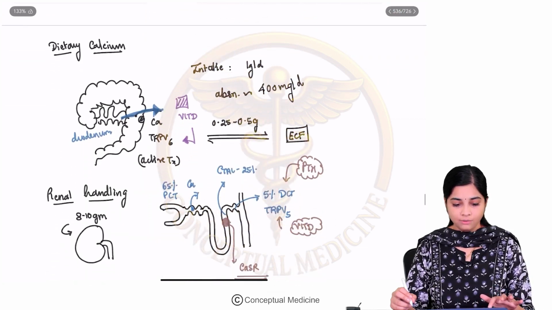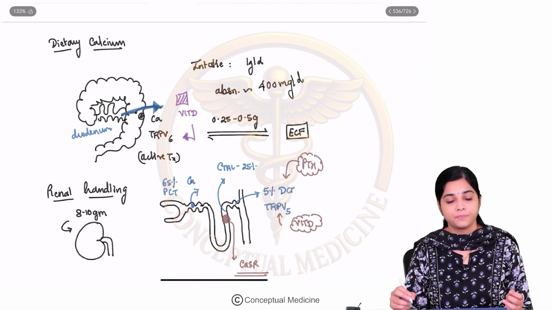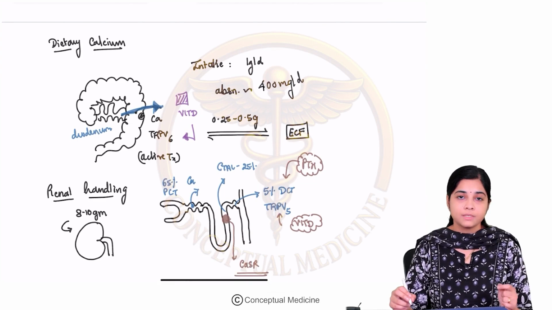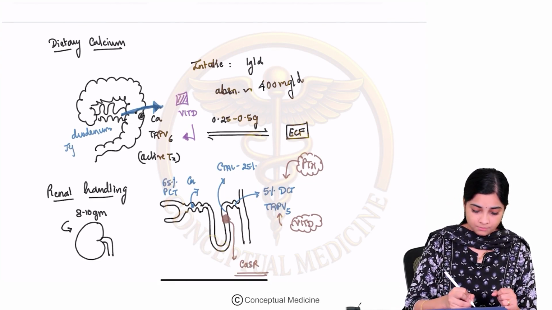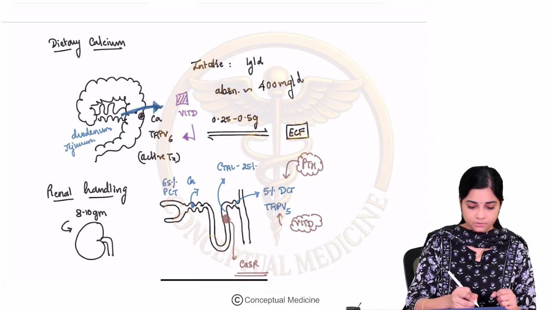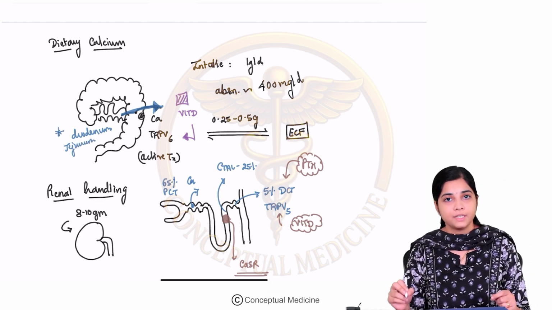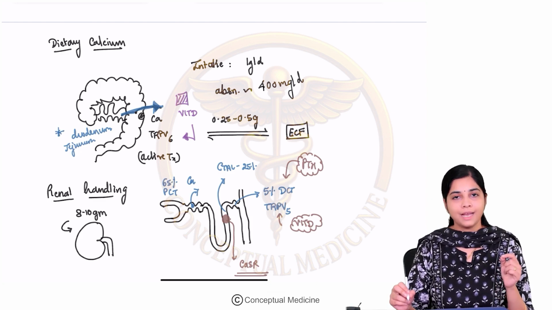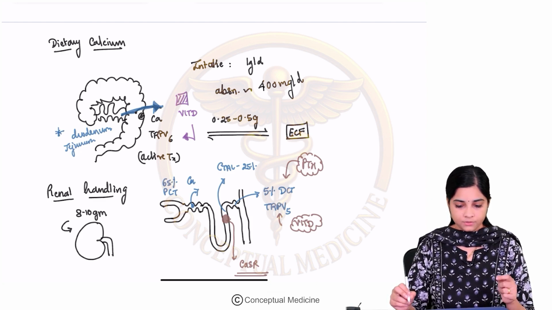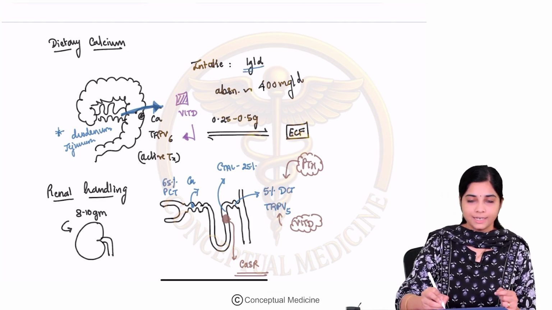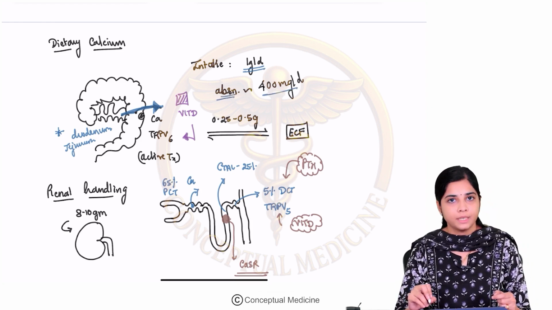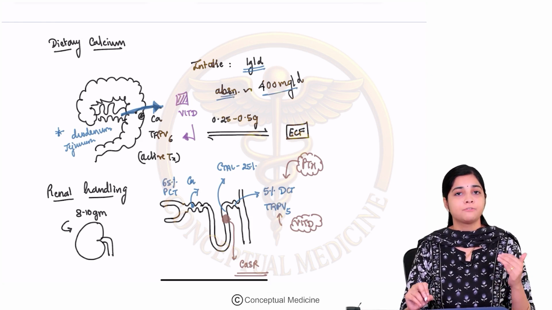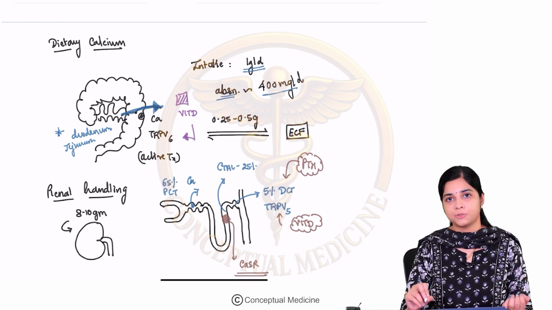Now let us look at how dietary calcium is handled. Dietary calcium is absorbed predominantly from where? It is absorbed from the duodenum and the jejunum. The intake is around 1 gram per day, let us say. Then the absorption is around 400 milligram per day. So only 40 to 50% of the dietary calcium that you take in is actually absorbed.